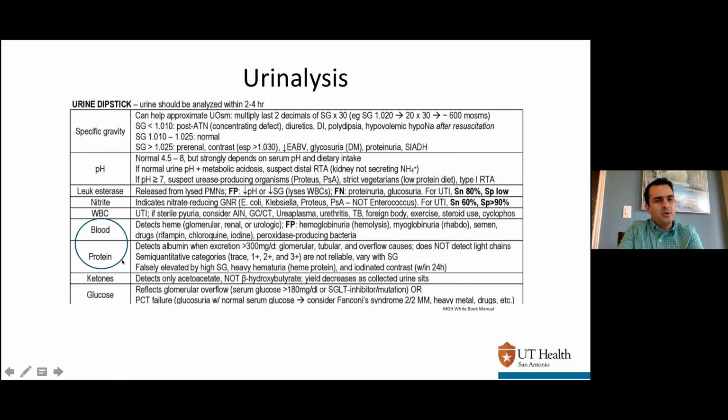Negative protein urinalysis sometimes can be tricky because it doesn't really detect certain proteins. It mainly detects albumin. So a negative urinalysis probably should be confirmed by a UPC, and we'll talk about how we quantify proteinuria in these patients and what the numbers mean.